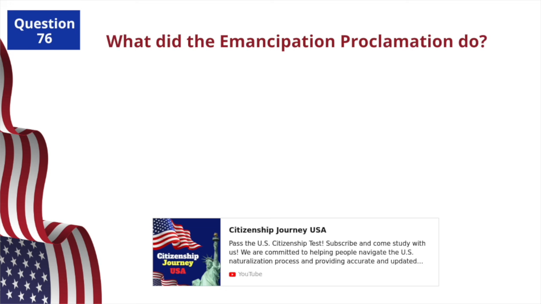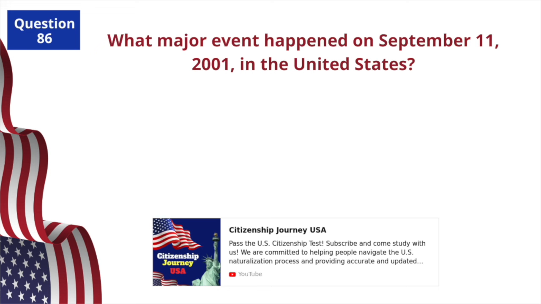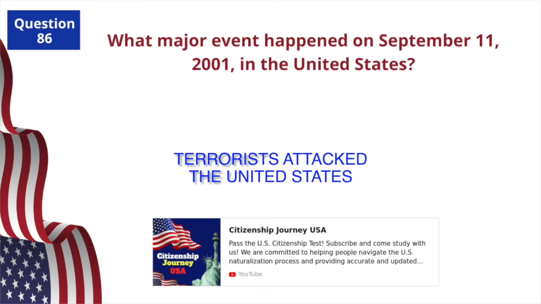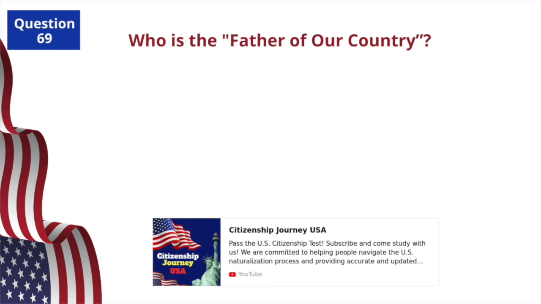What did the Emancipation Proclamation do? Freed the slaves. What major event happened on September 11, 2001 in the United States? Terrorists attacked the United States. Who is the father of our country? George Washington.